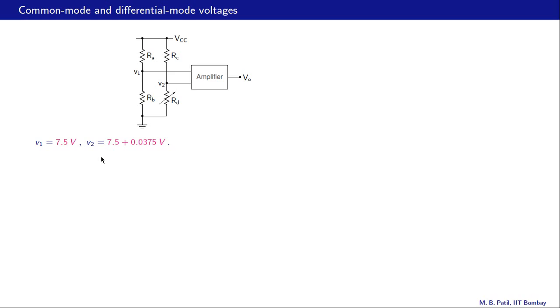So here are the V1 and V2 values again for the example we considered. V1 is 7.5 volts there. V2 is 7.5 plus a small voltage, namely 0.0375 volts, that is V2.